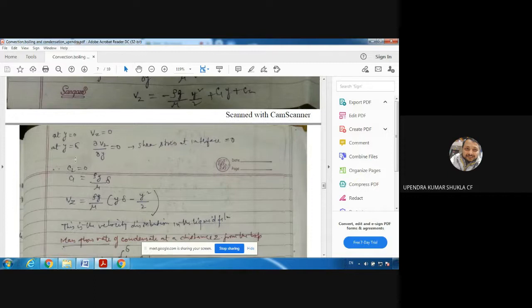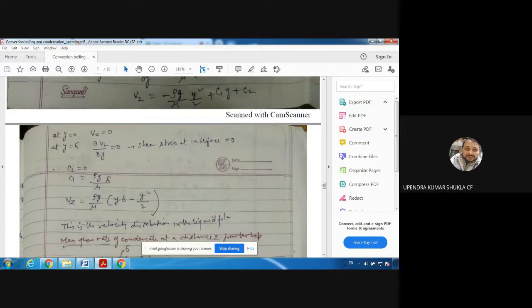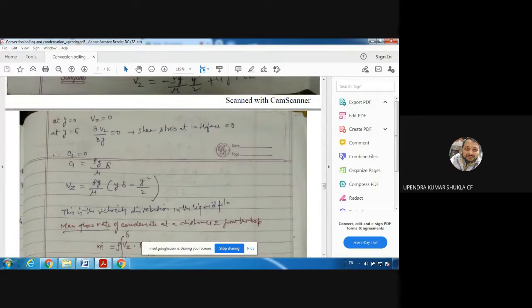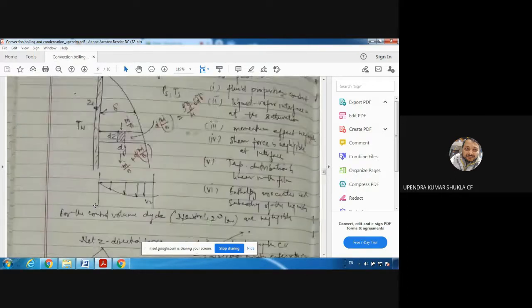Now once you put these boundary conditions, you will get c2 is equal to 0, and the value of the arbitrary constant c1 is equal to rho g delta by mu. Now once you put these values of c1 and c2 into vz, you will get vz is equal to rho g by mu times (y delta minus y square by 2). So this is the velocity distribution in this liquid film.